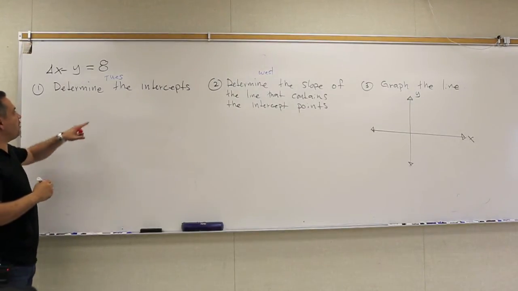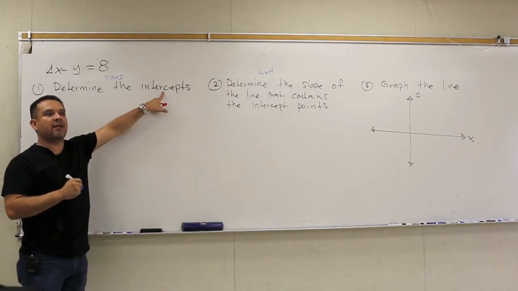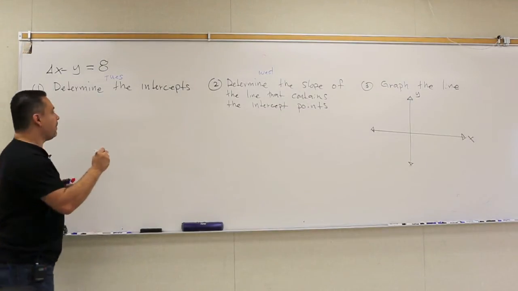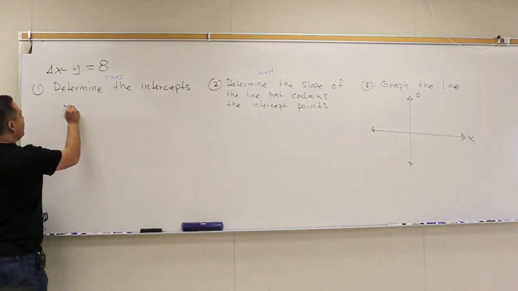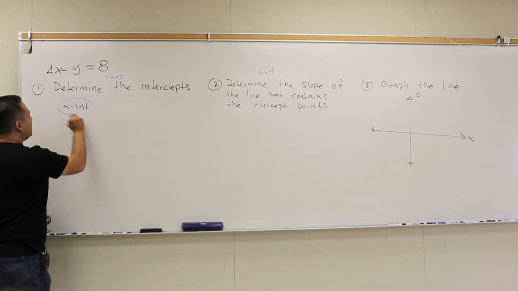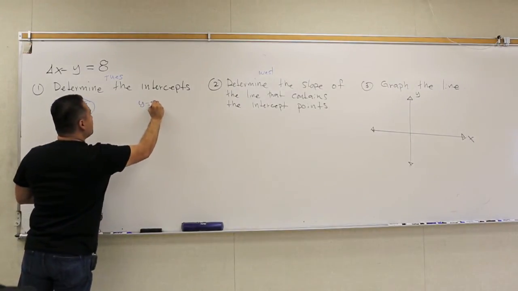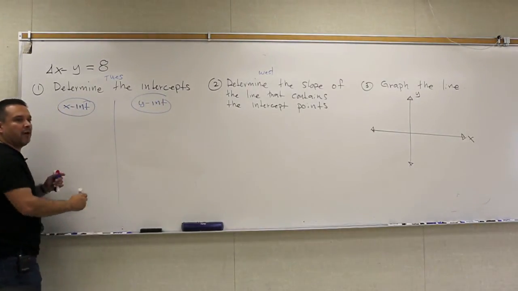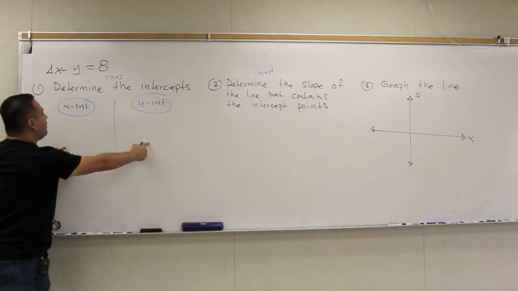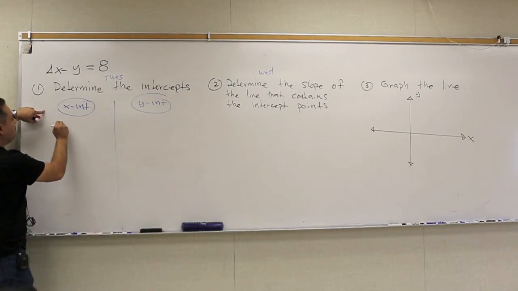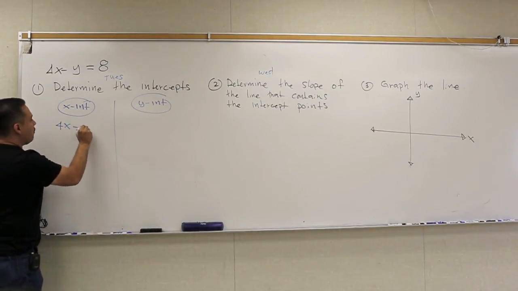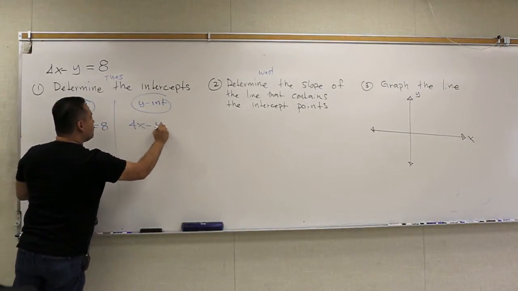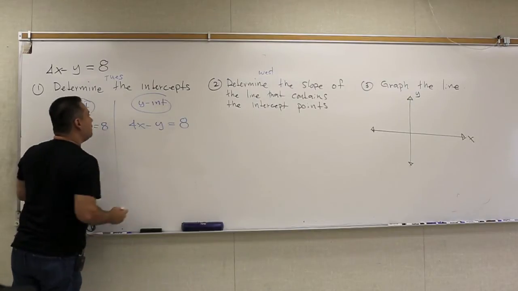Okay, so let's double check. If we're going to determine the intercepts, that implies both x and y-intercept. That's right. So we're looking for both the x-intercept and the y-intercept. So it might be good for you to compare and contrast the work here on the same sort of paper. If you remember how we do this, this is 4x minus y equals 8.